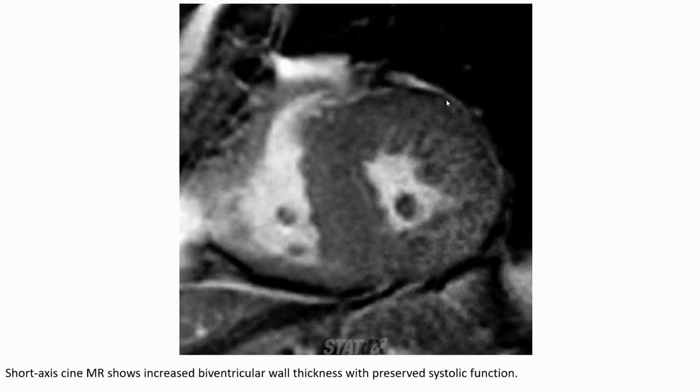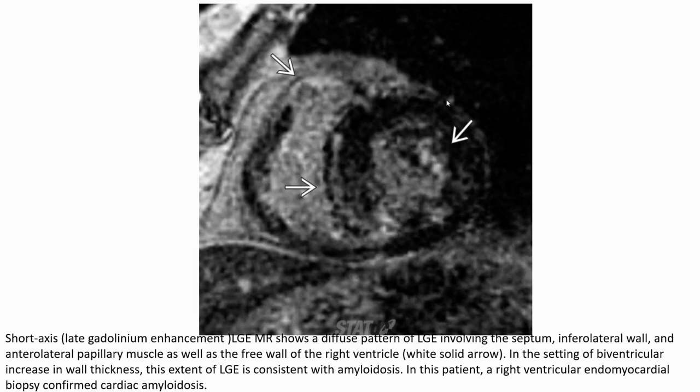It is a short axis image. Also increased biventricular wall thickness with preserved systolic function. This image is a short axis late gadolinium enhanced MR, showing a diffuse pattern of late gadolinium enhancement involving the septum, inferolateral wall, and anterolateral papillary muscle as well as the free wall of the right ventricle. In the setting of biventricular increase in wall thickness, this extent of late gadolinium enhancement is consistent with amyloidosis. In this patient, a right ventricular endomyocardial biopsy confirmed cardiac amyloidosis.